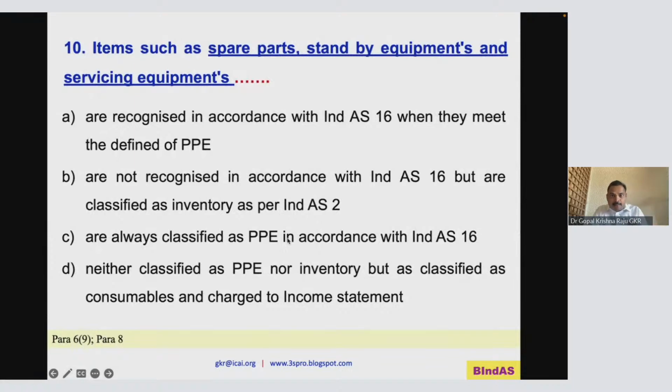Are always classified as PPE, that is also wrong. Are not recognized in accordance with Ind AS 16, but classified as inventory, that is also wrong. Are recognized in accordance with Ind AS 16 when they meet the definition of PPE, else it will be classified as inventory. That is where you need to understand. So please appreciate the wordings. Please understand business. So wordings will be clear only when the business is clear.